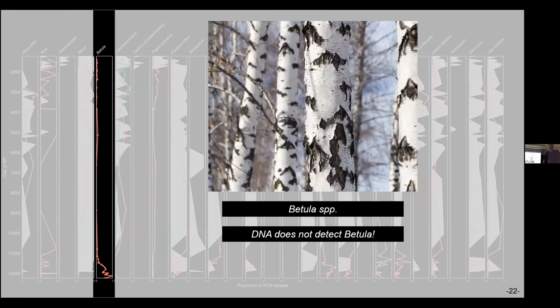And then, of course, there are also some examples where we find pollen. Betula is one of these examples. We find a little bit of Betula pollen in the late glacial places, but the DNA from Betula is actually absent. So in this case, DNA doesn't recover the species, although there is pollen present.